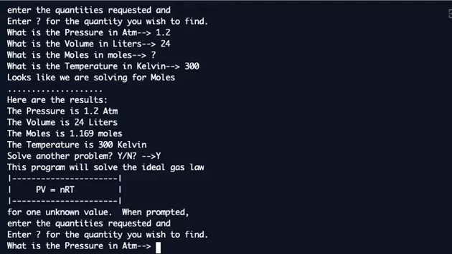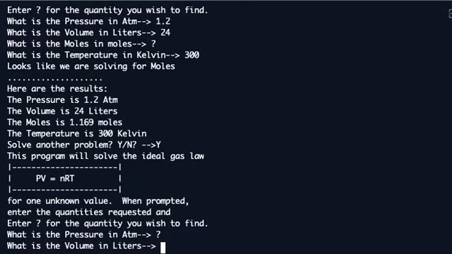it's doing it again. So here we go down here at the bottom. The pressure this time is what I'm going to solve for. I'll put a question mark there. The volume is 34 liters.